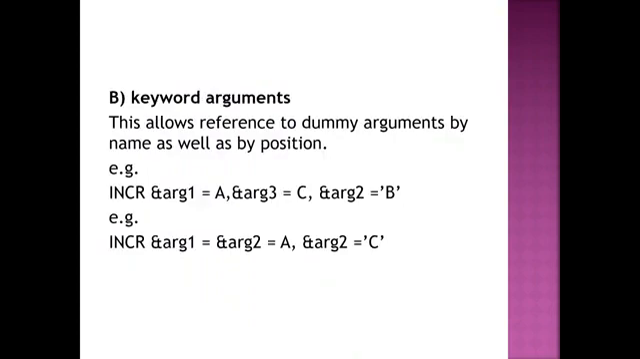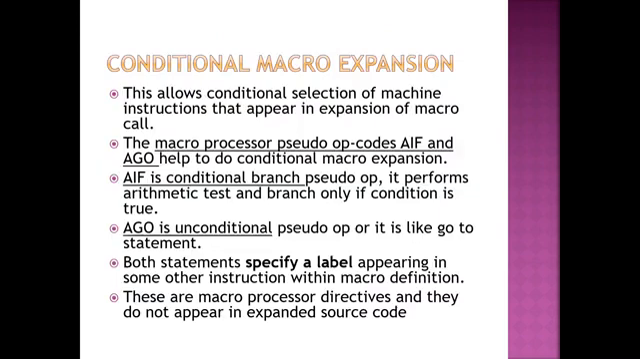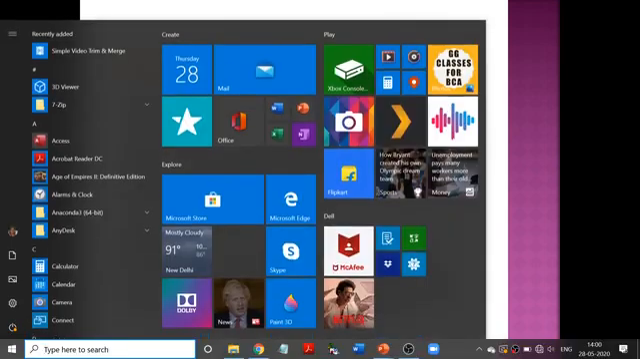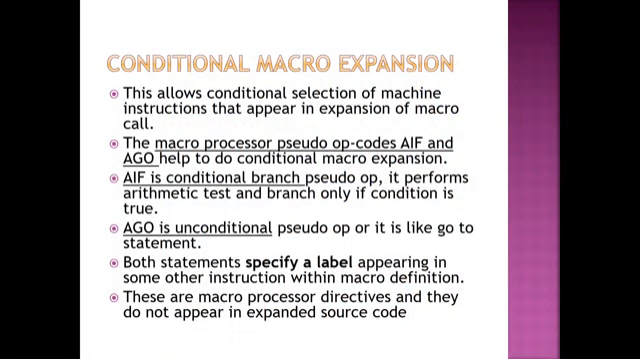Then we also saw that there are 2 ways of giving arguments. One is the positional argument, the other one is the keyword argument. Today we are going to discuss conditional macros. So how can we define macros which are conditional macros?